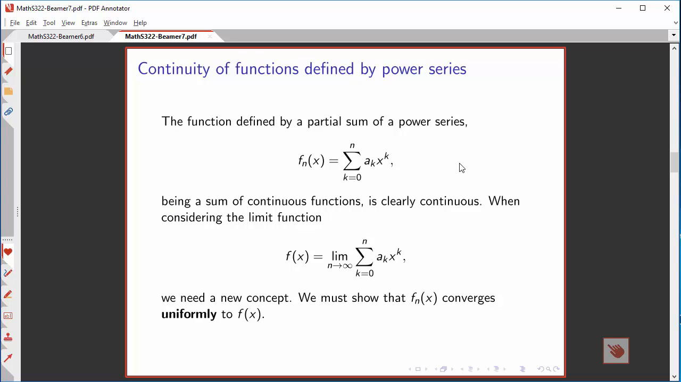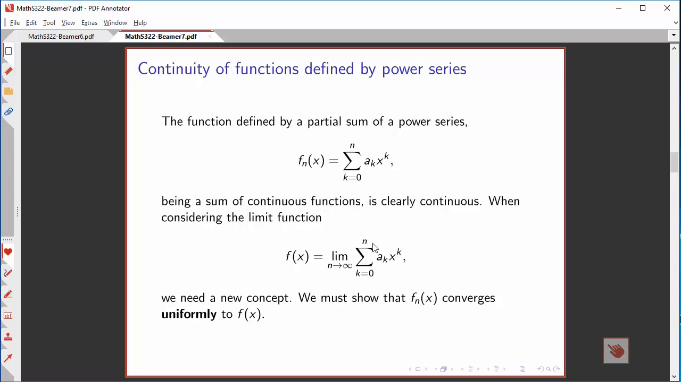Now, what about the continuity of a function that's defined by a power series? Clearly, this power series, wherever it converges, defines a function f. Furthermore, each of these terms is clearly a continuous function. The sum of two continuous functions is continuous, and by induction, the sum of n continuous functions is continuous. So as long as we stick with the partial sum, the resulting f sub n of x has to be a continuous function. What happens, though, if we take the limit as n approaches infinity?